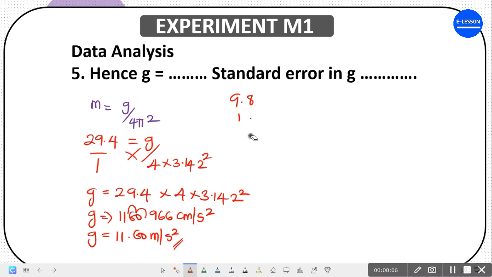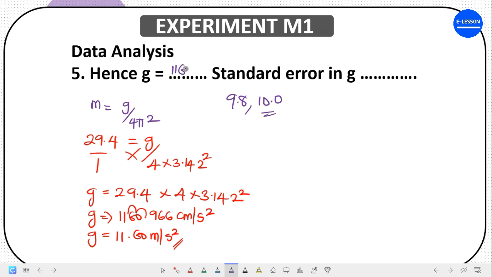But what are the standard values for g? The standard values for g are 9.8, right? And then we have 10.0. Are you getting it? These are the standard values for g. So if you are getting this, it means that your values are somehow more than required. However, this is not a bad value, because you already have errors in the calculations. You are going to calculate the standard error. So our value for g is 1160.96, then we write centimeter per second squared.